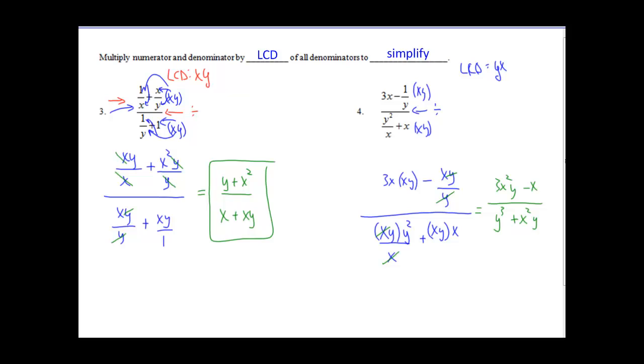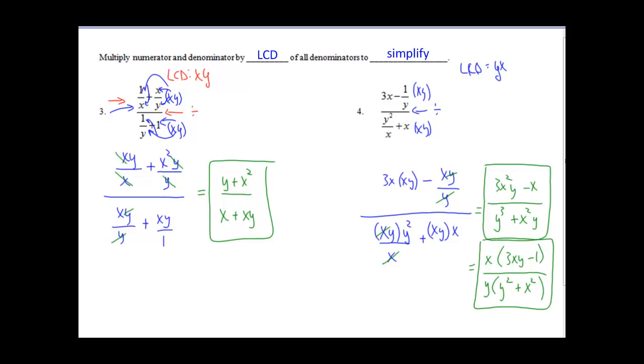Notice we have 2 terms on top, 2 terms on bottom. If we can factor, let's factor just to see. We can take out an x, and we're left with 3xy minus 1. And I can take out a y, and we get y squared plus x squared. Nothing cancels, so really this answer would be okay.